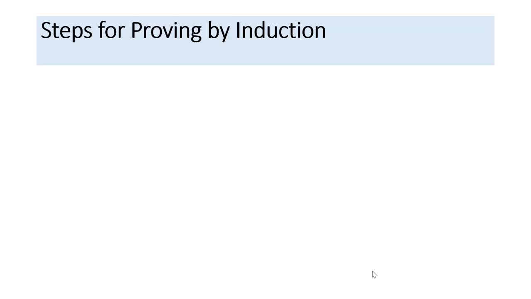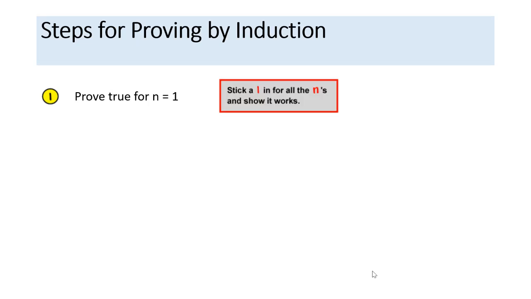Okay, so the very first step is that we always prove true for n equals 1. In other words, we're going to prove that the formula holds true for the first term. Now obviously if it doesn't hold true for the first term, then we're not going to even proceed from there. So what do we do with this sort of thing? We just stick a 1 in for all the n's that we see and we show that it works. As we do the example, you'll see what I'm talking about.